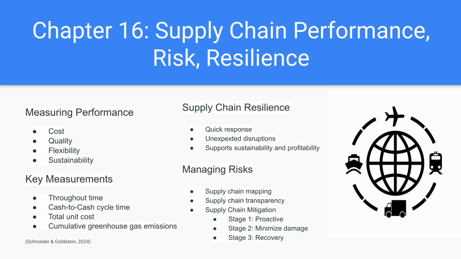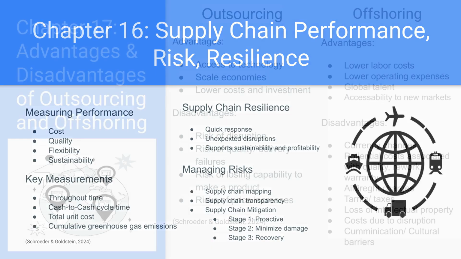Ways to manage risk include supply chain mapping, which documents all the customers and suppliers involved in the chain. Then supply chain transparency, which helps identify weaknesses and opportunities. And then supply chain mitigation, which has 3 stages. Stage 1 is when companies are proactive at mitigating risk. Stage 2 is detecting and responding to minimize disruptions. And then stage 3 is damage control and recovery.